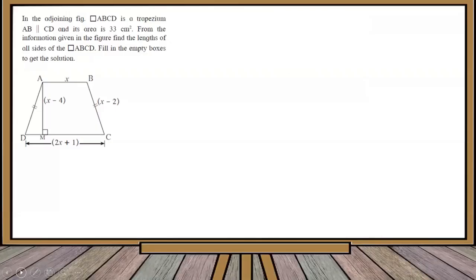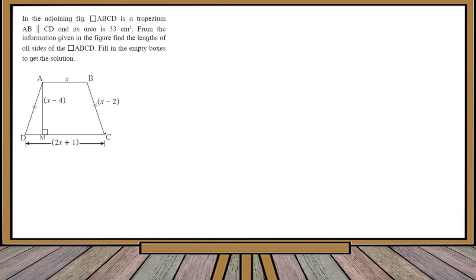The first question says that in the adjoining figure quadrilateral ABCD is a trapezium. First of all, what is a trapezium? A trapezium is a quadrilateral in which only one pair of opposite sides is parallel. So as you can see over here, AB and CD are the parallel sides.